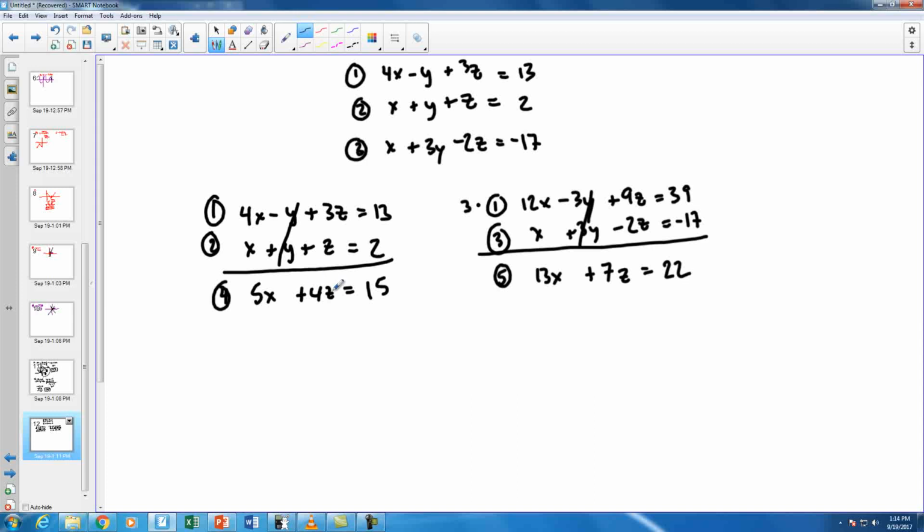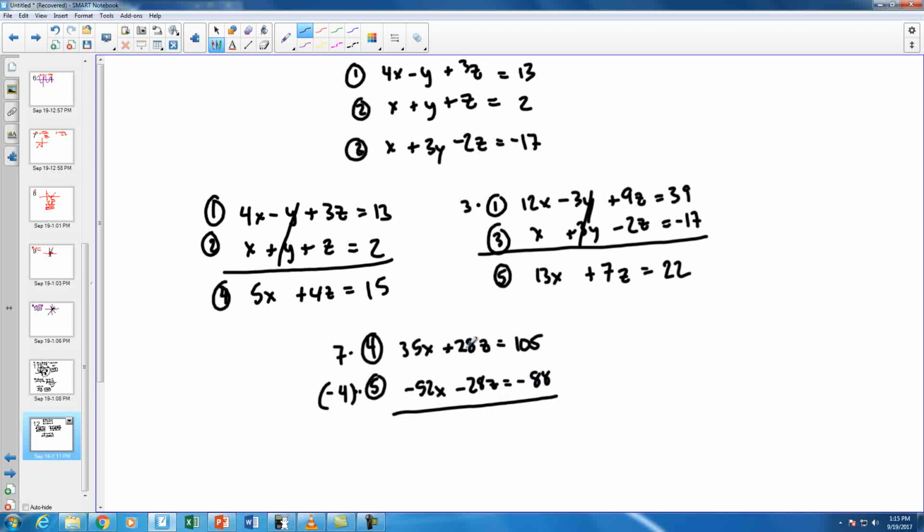I can make 4 and 7 turn into 28. So equation number 4 needs to multiply by 7, making it 35x plus 28z equals 70, and 35 is 105. But equation number 5 needs a negative 28x, so I'm going to times by negative 4. Okay, so thinking about negative 4 times that equation 5 would be negative 52x minus 28z equals negative 88.